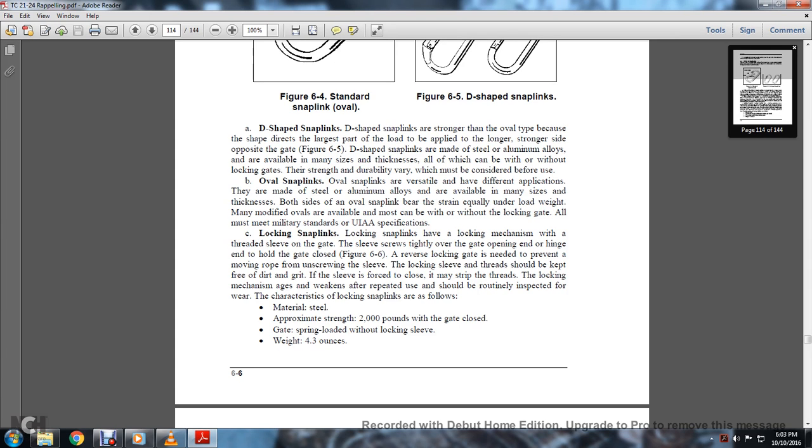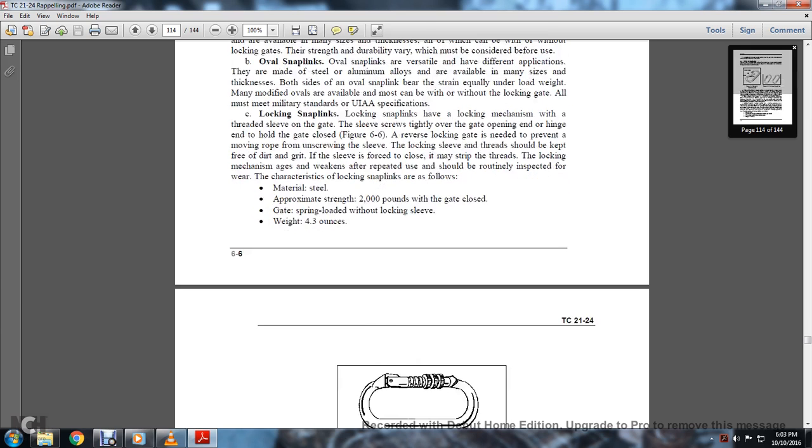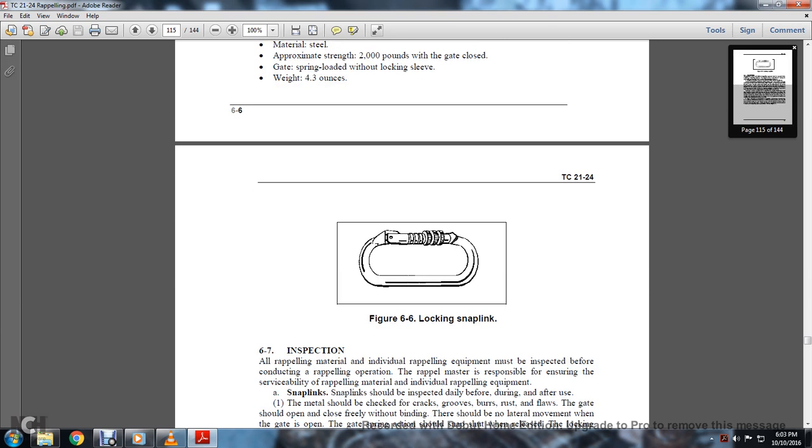The locking mechanism ages and weakens after repeated use. It should be routinely inspected for wear. The characteristics of the locking snap links are as follows. Material: steel. Approximate strength: 2,000 pounds with the gate closed. Gate: spring loaded, without the locking sleeve. Weight: 4.3 ounces. Figure 6-3 shows a locking snap link.